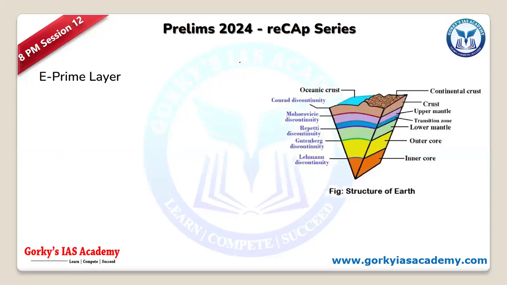Right. Now we have a new concept of E prime layer. So what is that E prime layer? It's a newly discovered layer which is found on the outer core. So a new layer in the outer part of core, right? Yes, sir. So on the outer part of core. Fine.